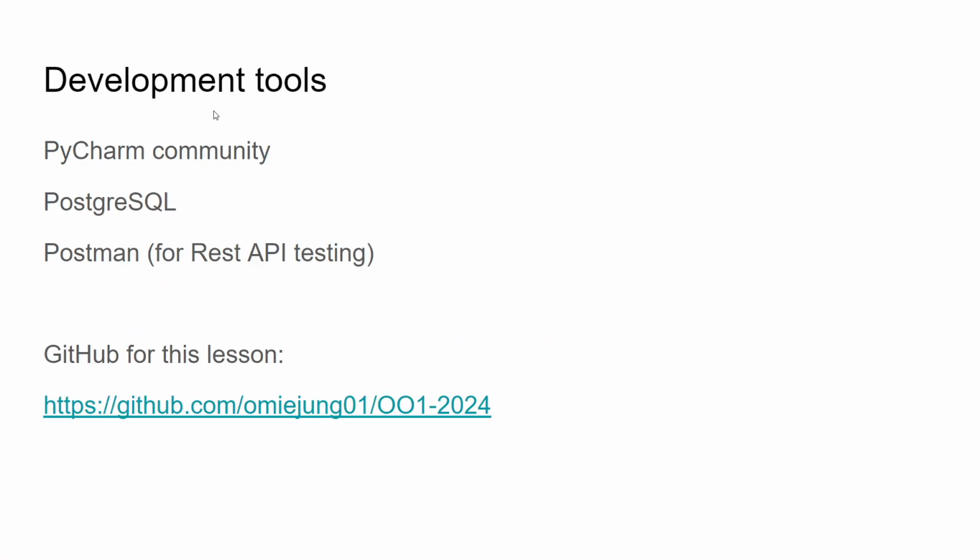So what we need is PyCharm Community, and PostgreSQL should be optional. Normally we just use SQLite. If you want to, you can use Postman for REST API testing, but for this course, maybe we just use the feature in Google Chrome, where they can show JSON. And the GitHub for this lesson is in this location. You can click on it.